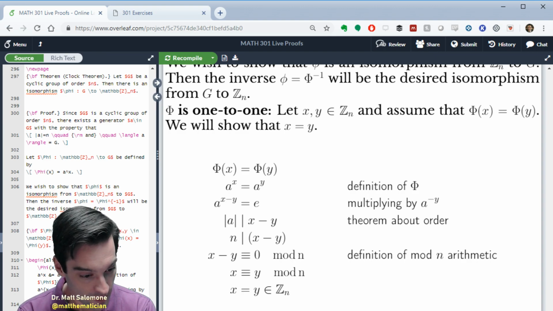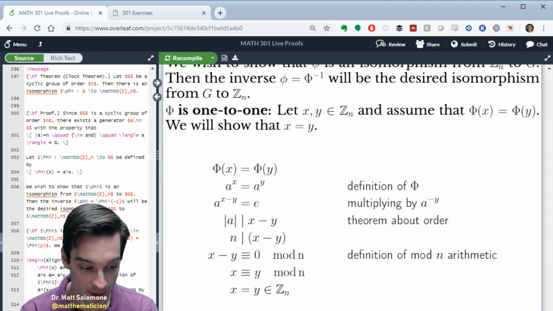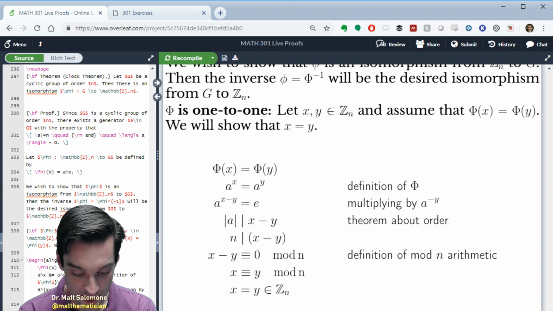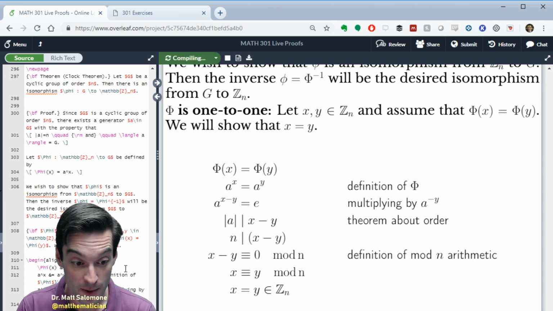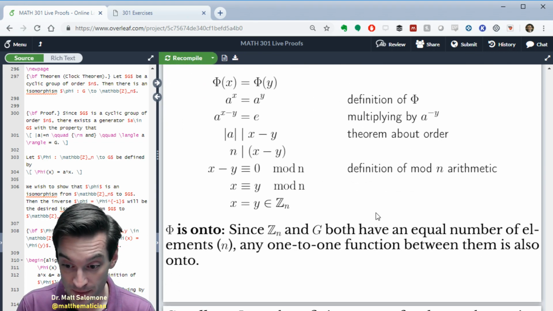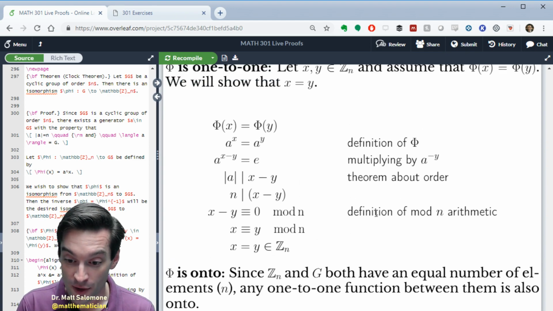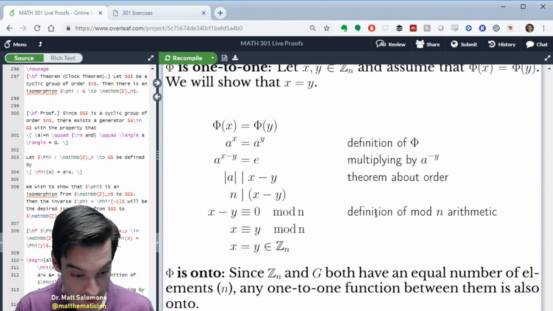Since Zn and G both have an equal number of elements, namely n, any one-to-one function between them is also onto. And that's just a general result from set theory, so we won't dig too deeply into that result right now. So that will show that phi is onto.